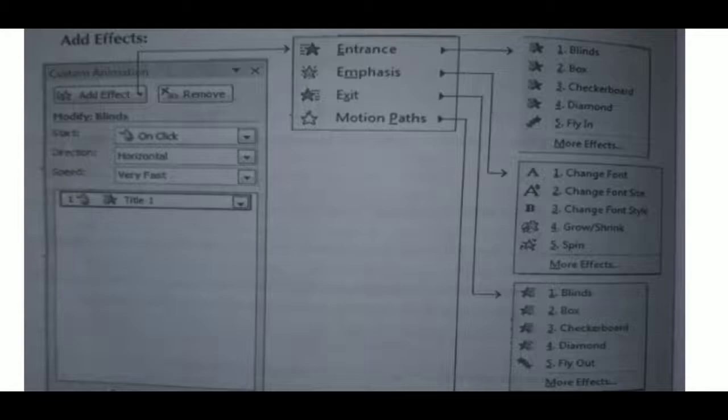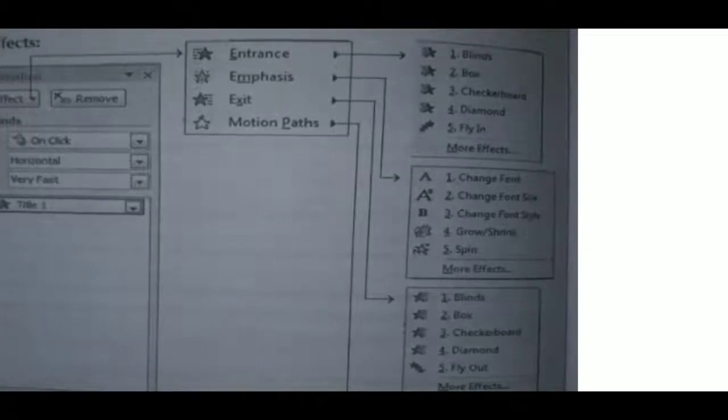Next will be emphasis. In emphasis you can change the font. You can change the font, the font size, the font style, and you can grow and shrink the fonts, and you can spin the font also. Like if you are watching any serial or any movie, at that time the movie names will come in different animated formats. Like that, your presentation should be more attractive, so you can set all these effects.